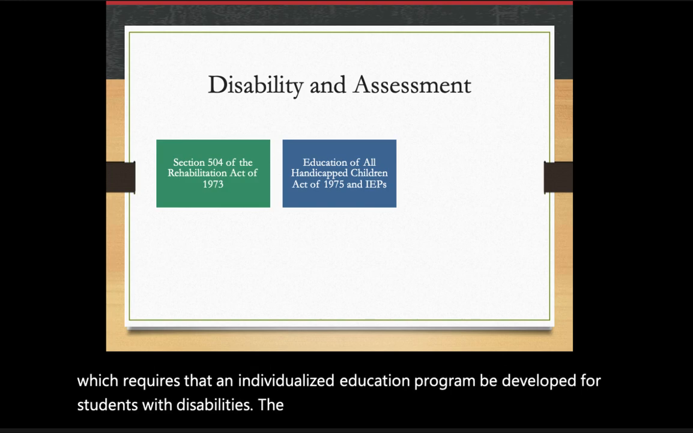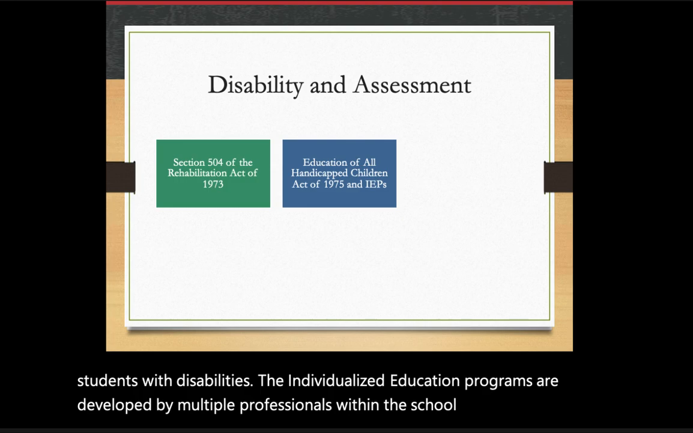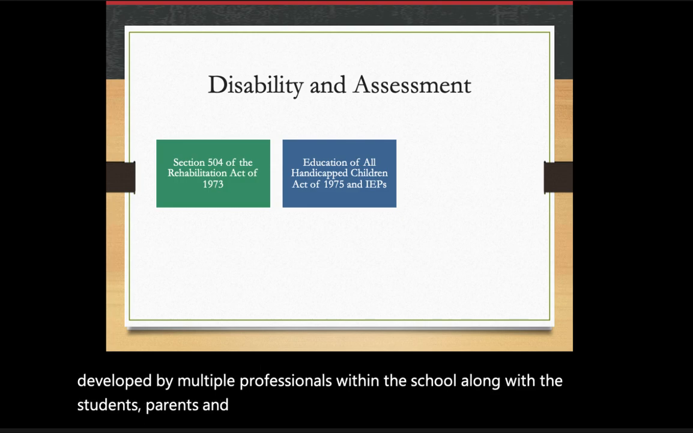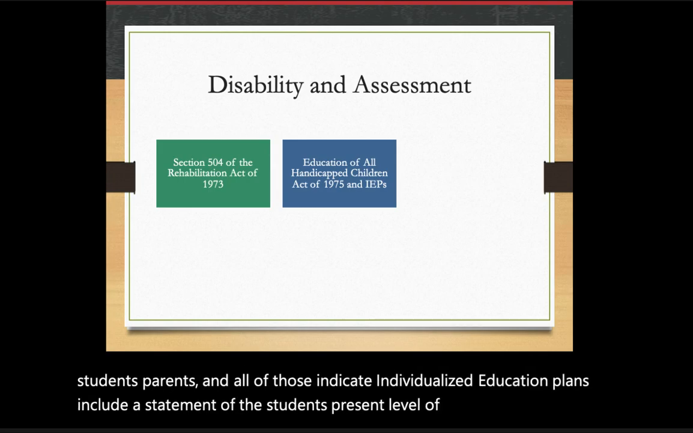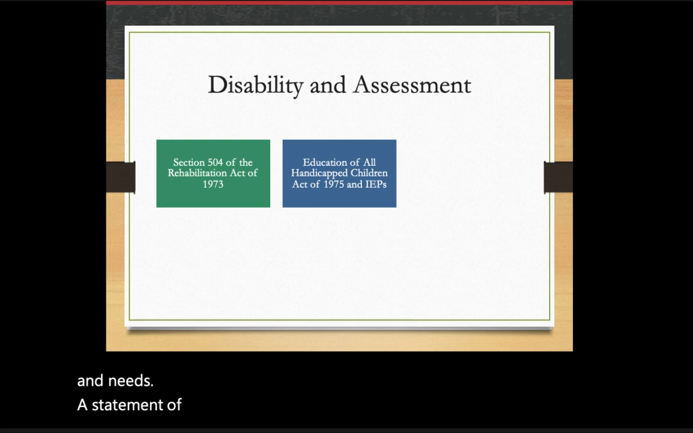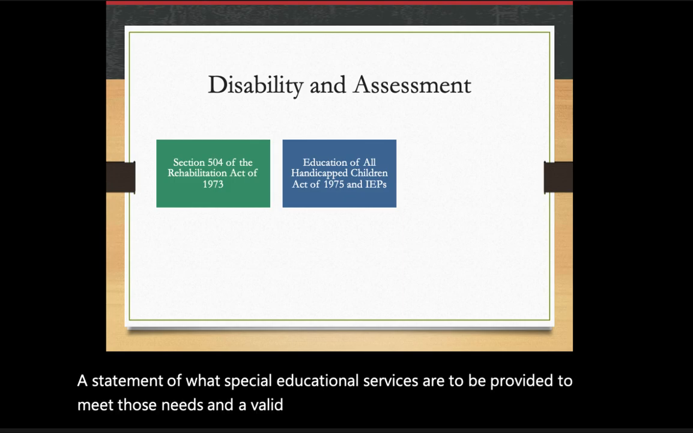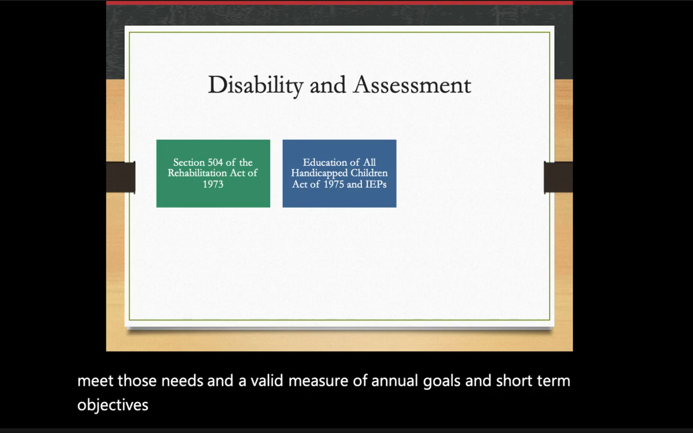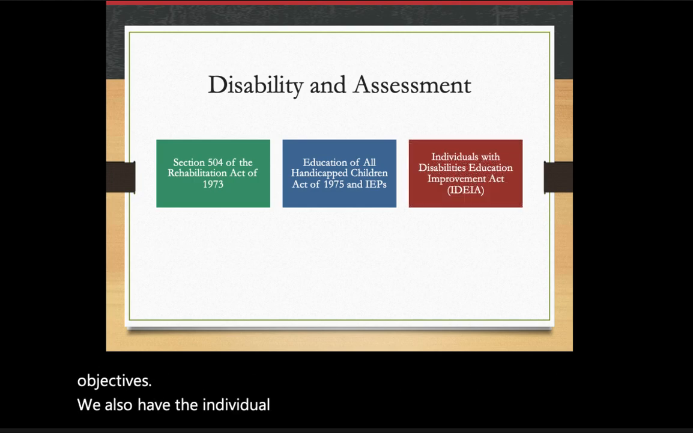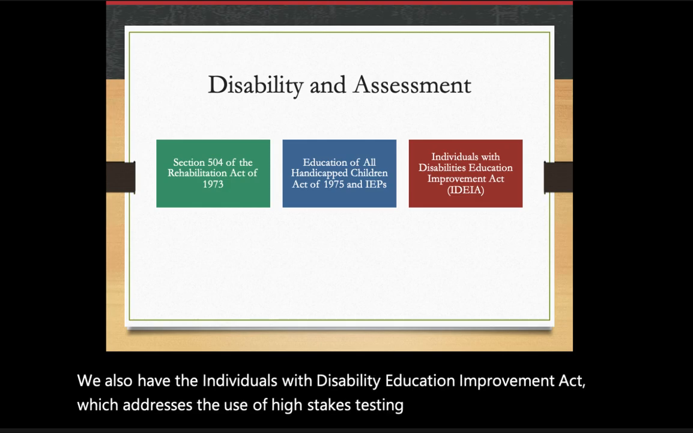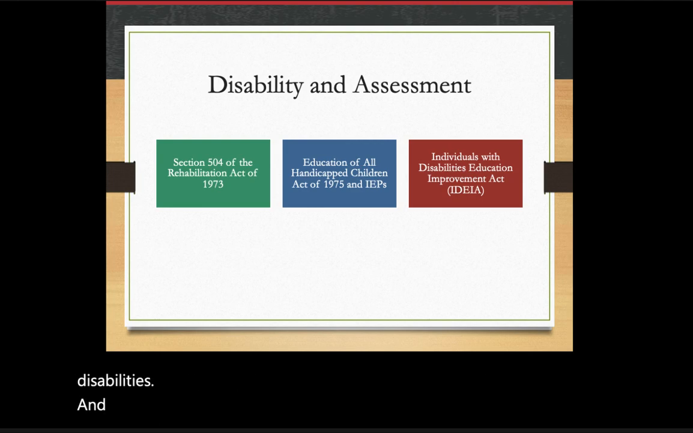The individualized education programs are developed by multiple professionals within the school, along with the students' parents, and all of those individualized education plans include a statement of the student's present level of performance and needs, a statement of what special educational services are to be provided to meet those needs, and a valid measure of annual goals and short-term objectives. We also have the Individuals with Disability Education Improvement Act, which addresses the use of high-stakes testing with students with disabilities.